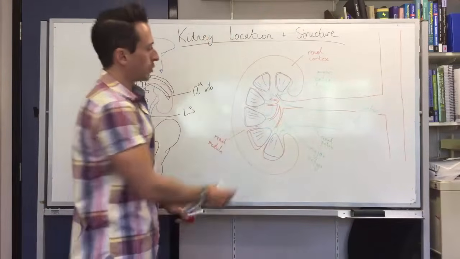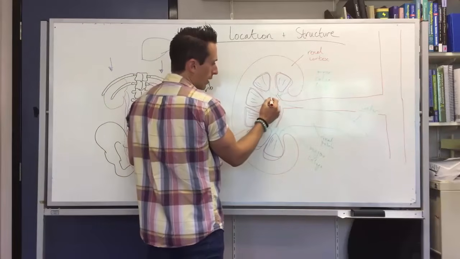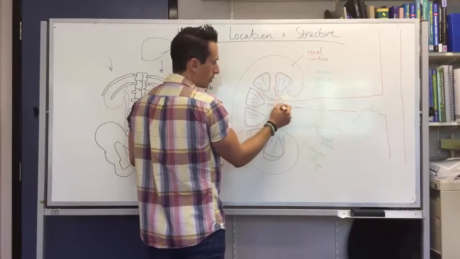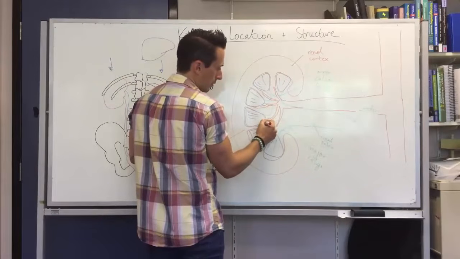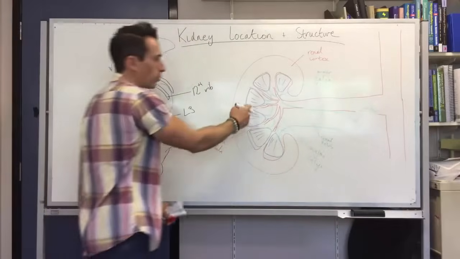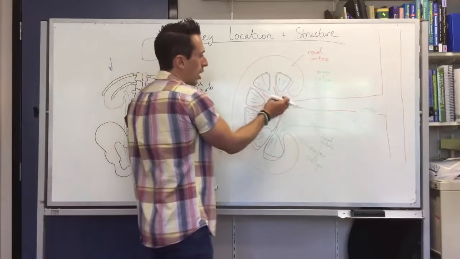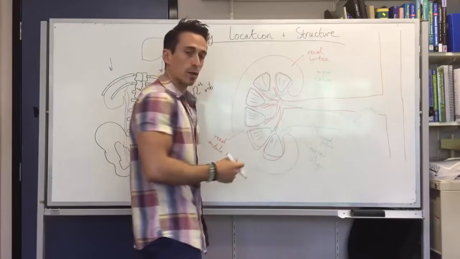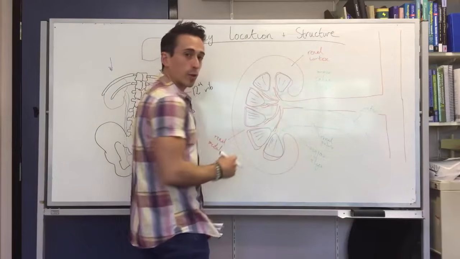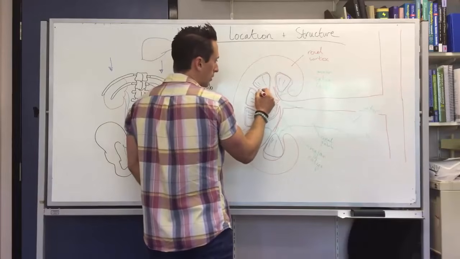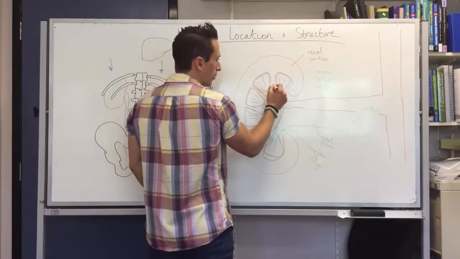So as it branches, you'll see that it starts to branch between the lobes here, between the pyramids, these renal pyramids, and these are these lobar segments of the artery that's come through. So you have lobar arteries that branch through. Okay. Now these lobar arteries, like I said, will go between these renal pyramids.